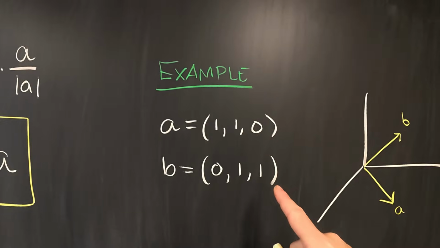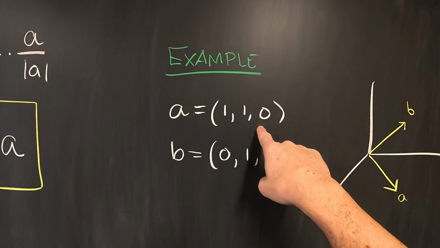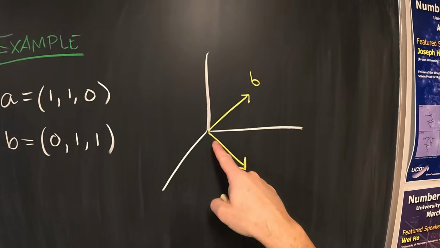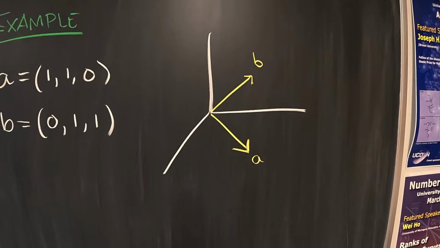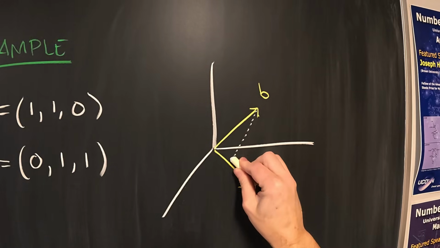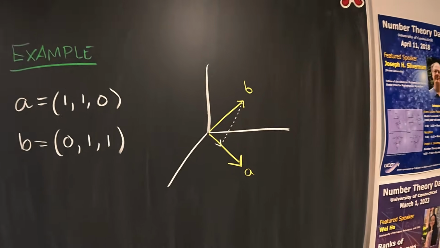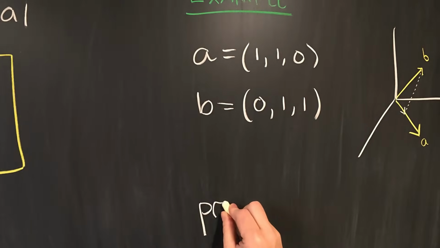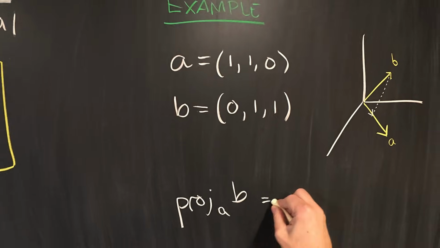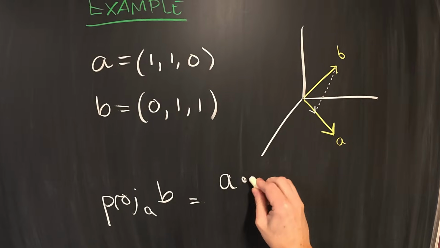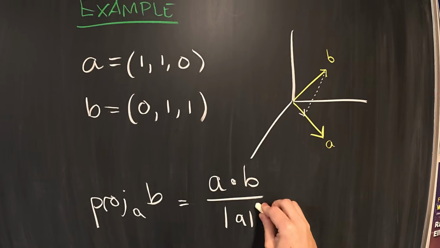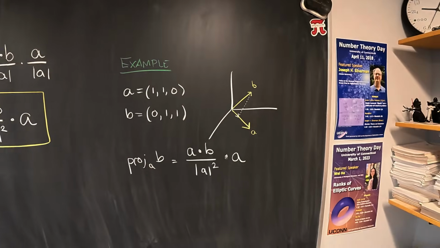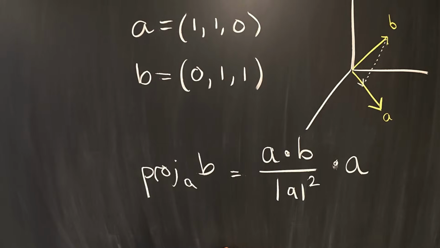As an example, let's find the projection of B onto A, of B in the direction of A. If you plot these vectors, this is the vector A, this is the vector B, so the projection, the orthogonal projection, will be somewhere here. So let's see what that is. As I just found out, the projection of B in the direction of A will be the dot product of A and B divided by the length of A squared times A, scaling A by that quantity. So let's see how much that is.